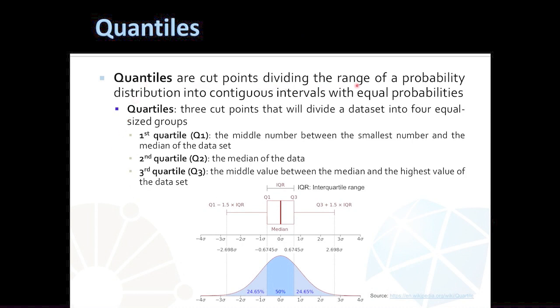Quantiles are cut points dividing the range of a probability distribution into contiguous intervals with equal probabilities. In quartiles, there are 3 cut points that divide the dataset into 4 equal groups. The second quartile, Q2, is the median of the data. The first quartile, Q1, is the middle number between the smallest number and the median of the dataset. The third quartile, Q3, is the middle value between the median and the highest value of the dataset.